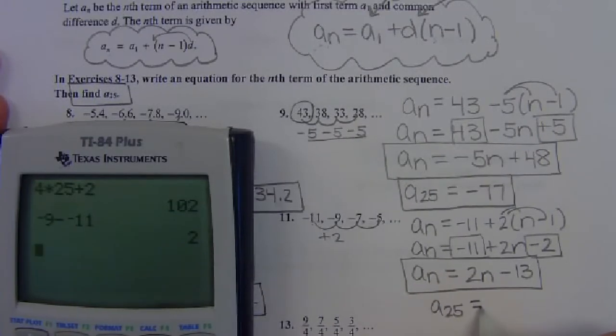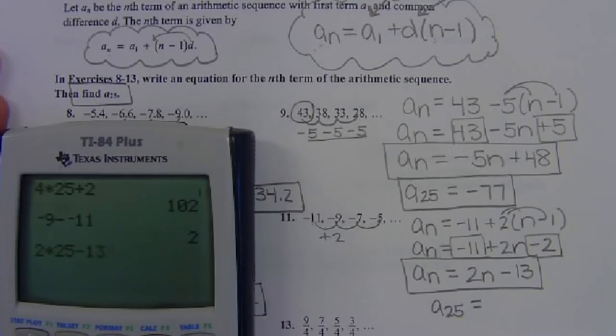Once I do that, I go back and get my 25th term. So I go 2 times 25 minus 13, and I get 37.